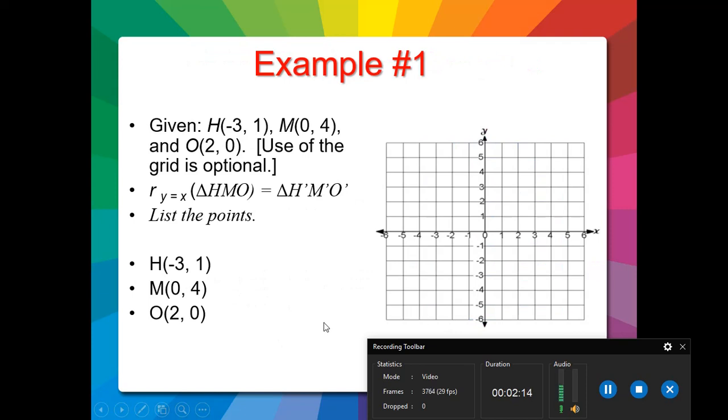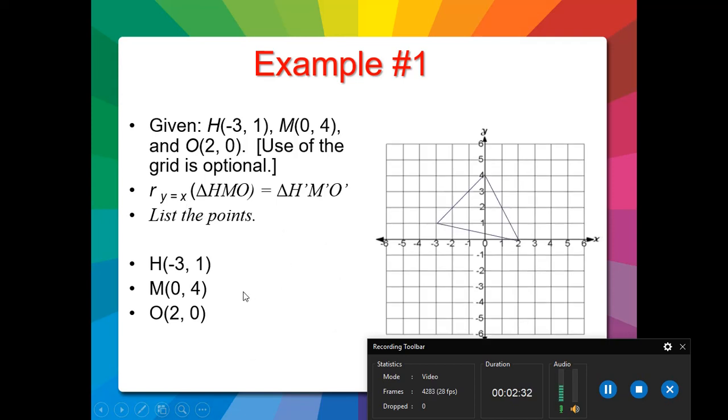For example, number 1, we have triangle HMO. It does say that the use of the grid is optional. That means if you know the rule, you don't have to graph it. You can go ahead and just complete the full mapping, and that would be enough work. But for today's lesson, I am going to go ahead and graph.